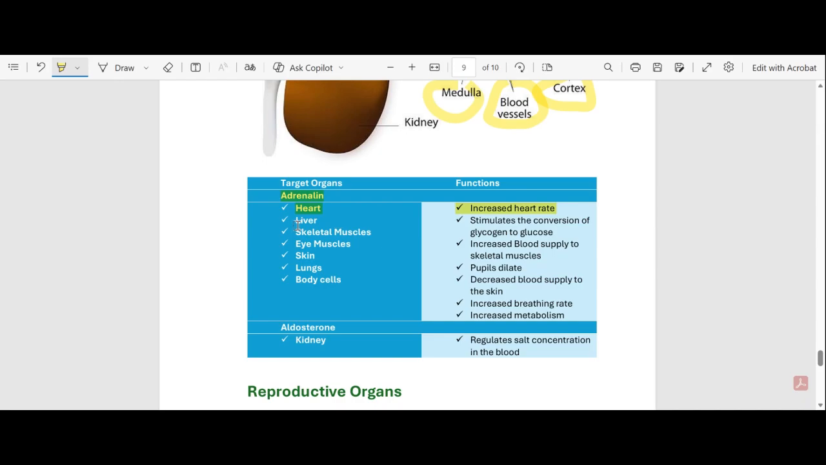Okay, let's go to the second target organ. The second target organ is the liver. So it does what in the liver? It stimulates the conversion of glycogen to glucose. Glucose is sugar. Why does it stimulate the conversion of glycogen to glucose? So that you can have the energy to run or the energy to fight. Remember, we need glucose for energy. Glucose is used by the cells in order to produce energy. Remember in grade 11, cellular respiration. So glucose is used by the body in order to produce what? Energy. And when you're in a fight or flight state, you need that energy.